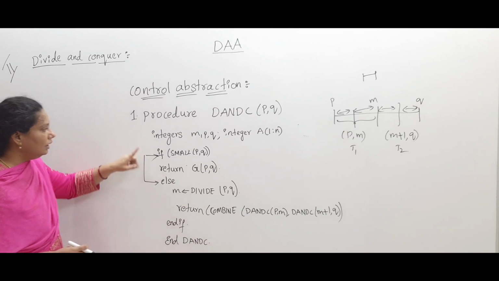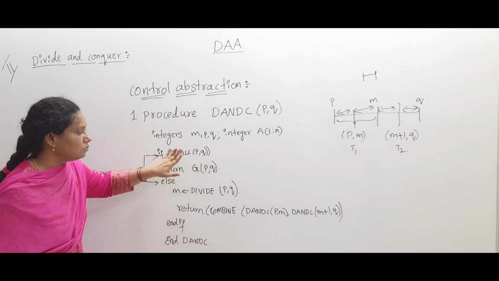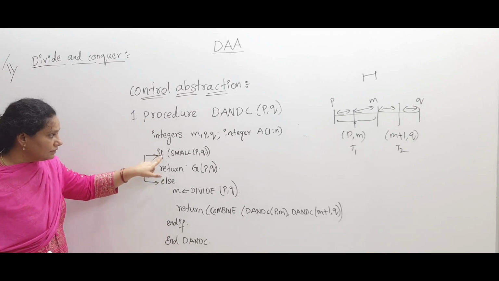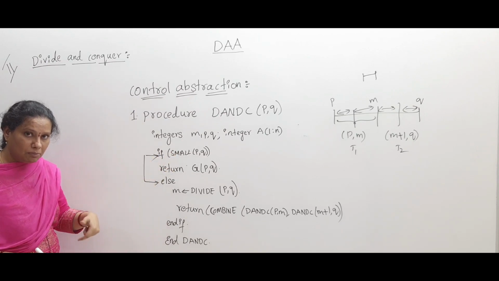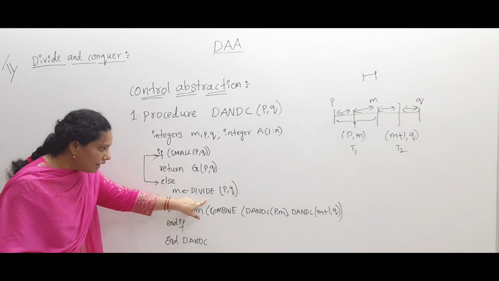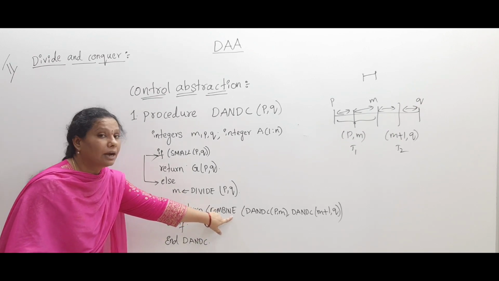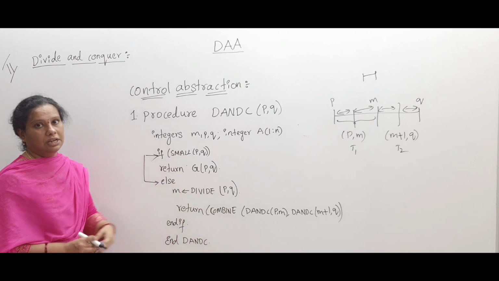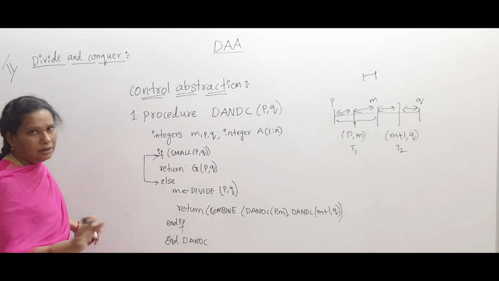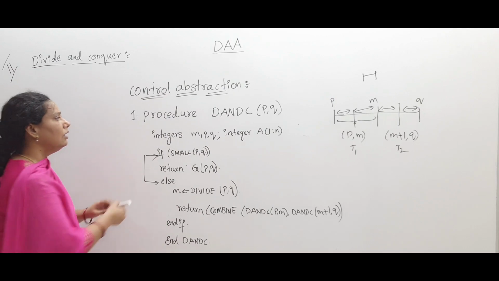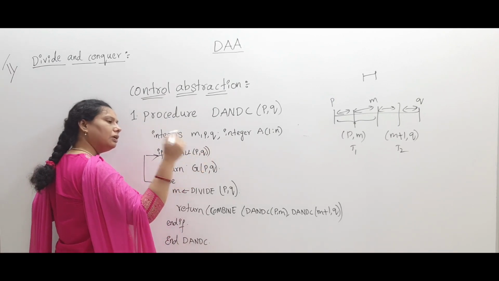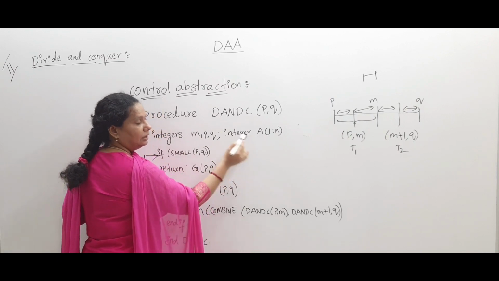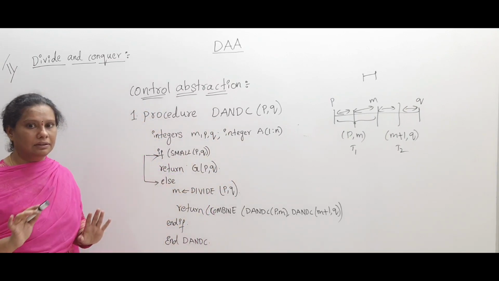What is the logic here? If P comma Q is small, no need to go for the division. If it is not small, meaning it has more elements, you have to divide it and finally combine the subtasks here. This is the logic. Remember that you can give any names to the values. Instead of m, P, Q you can write A, B, C. But your array should be mentioned here. The name of the array can be anything.